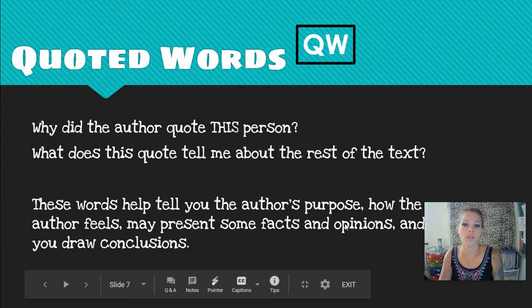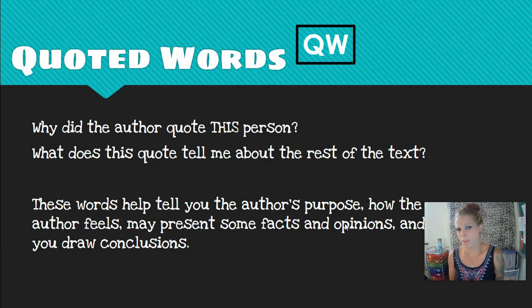These words help tell the author's purpose, how the author feels. Maybe they're giving an opinion on something or you're drawing a conclusion. So by me stating Michael Jordan, maybe you think that I'm a big basketball fan or I really like Michael Jordan. That's a great assumption. That's okay to think that way. You just find those quoted words and put a QW by it.